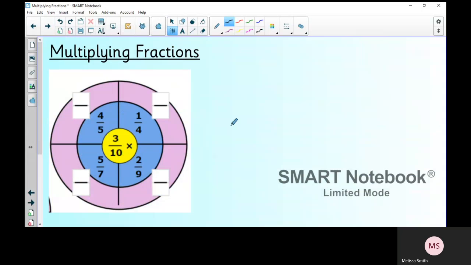Okay, let's have a go at doing them together. So I've got 3/10 multiplied by 1/4. I'm going to do this one first. What's the steps when we are multiplying fractions? Step 1, times the numerators. 3 times 1 is 3. Step 2, times the denominators. 10 times 4 is 40. Is there a common factor? No, so we cannot simplify. The answer here is 3/40.